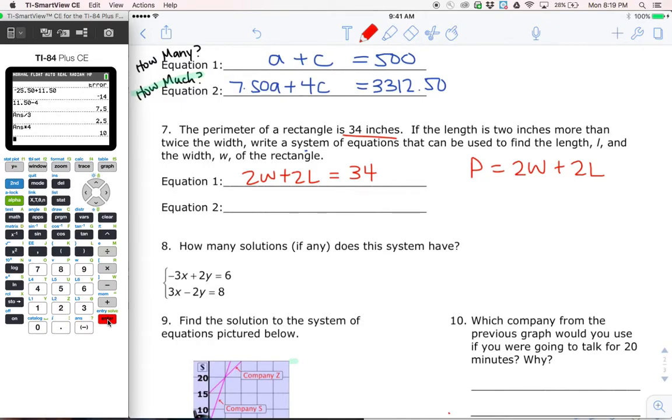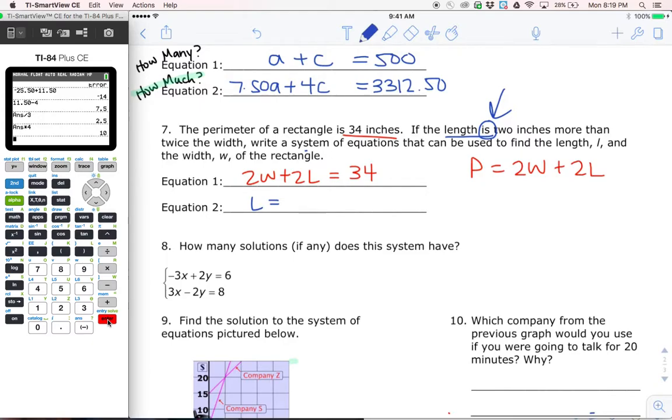The second equation is going to come from our second sentence. Let's see here. The length is, okay, stop. If you actually read something that says the length is, then you stop writing it and you write L equals. This right here is your favorite thing, your best friend, the nicest thing we could have given you, because that tells you how to set up this equation. The length is, we're saying L equals.